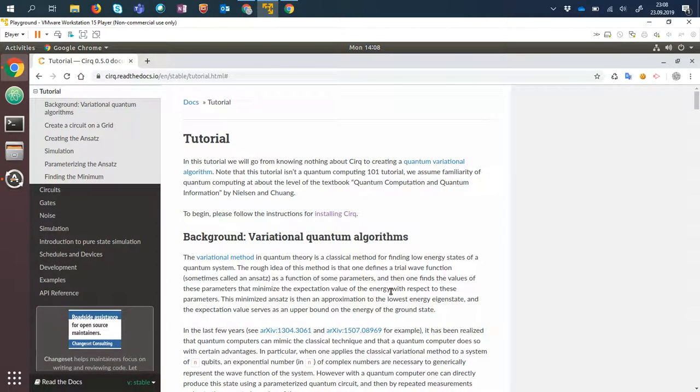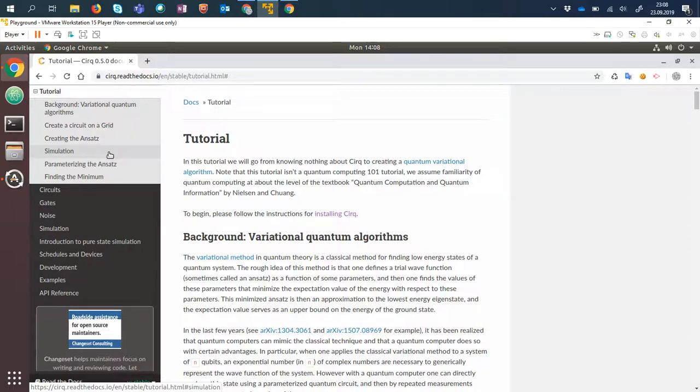I came across these the other day while I was searching more about VQE, and it's funny that it's the tutorial for the Cirq documentation. Cirq is a quantum computing library for Python that is developed by Google. It's open source as well.